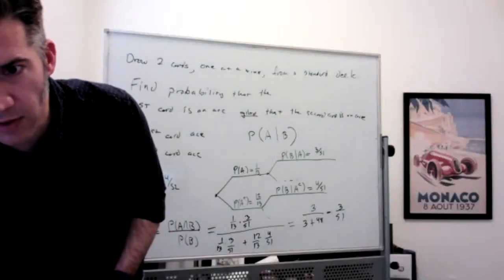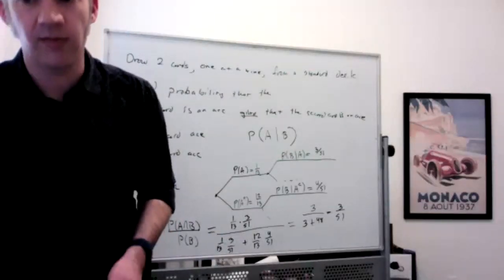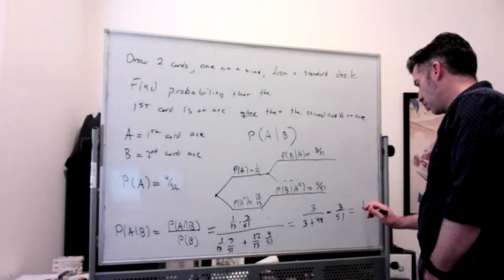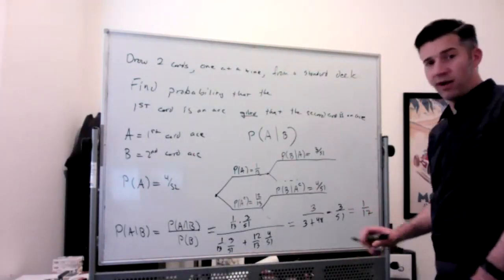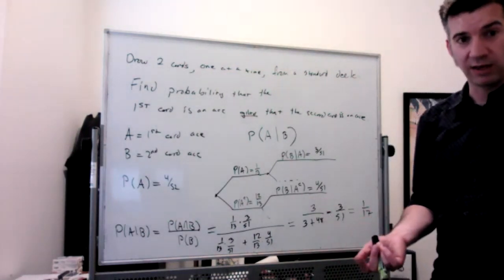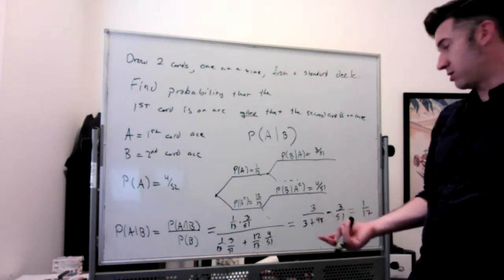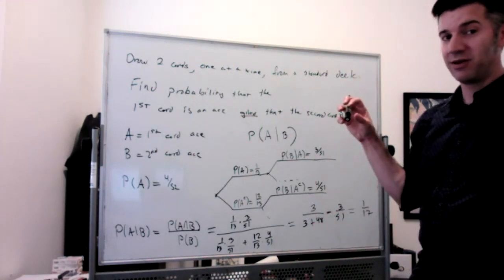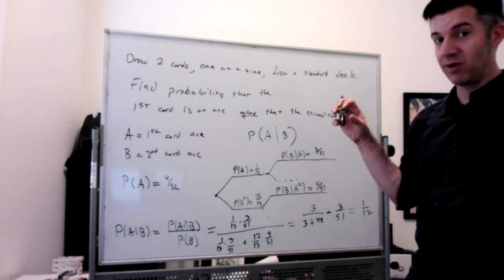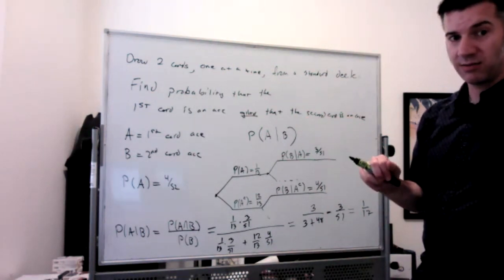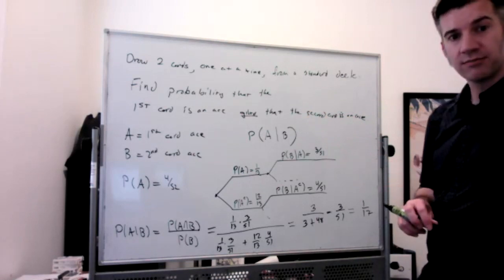Which I feel like I'm making a mistake or not. No, that's right. Yeah, that's all right. Which reduces to 1 out of 17. Although I feel like 3 out of 51 is a more useful way of thinking about it, right? Because you're saying if you know the second card's an ace, you take one ace out, and there's 51 cards left. There's a 3 out of 51 chance that the first card was an ace. Interesting.